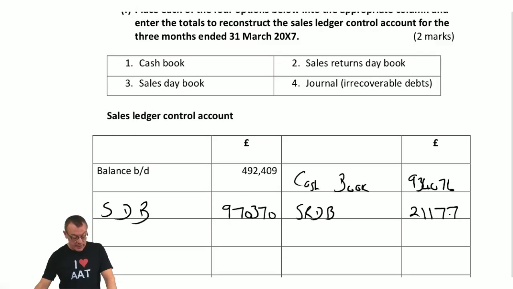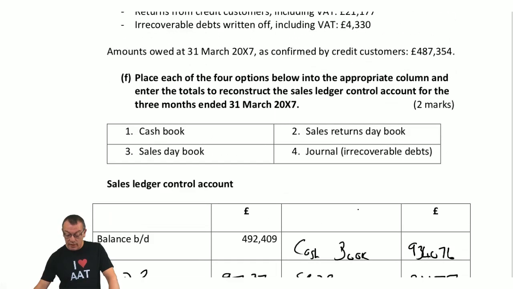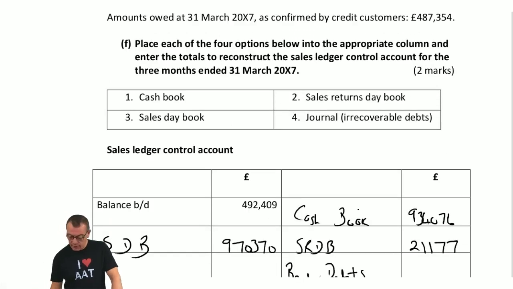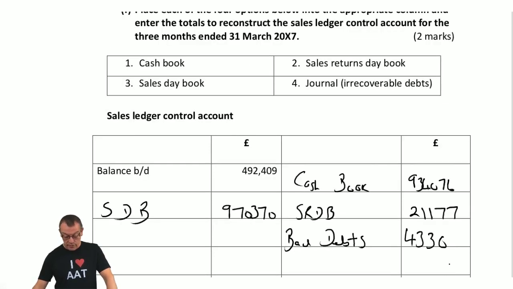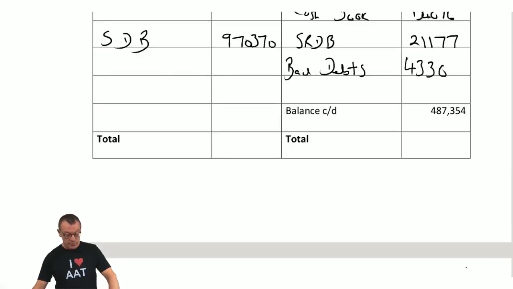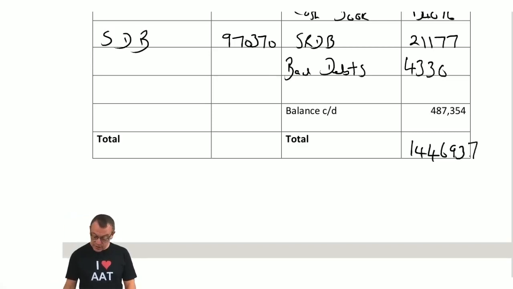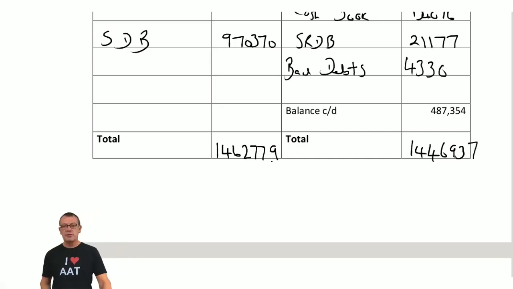Then we have irrecoverable debts. So we call these bad debts. And the amount for bad debts or irrecoverable debts is 4330. So what have we got? So we've posted those for 2 marks, so that's not so bad. Then we need to calculate the missing figure. So let's add the figures up first of all. That should give us 144,6937. And on the other side, we have 146,2779. So those are the totals inserted.